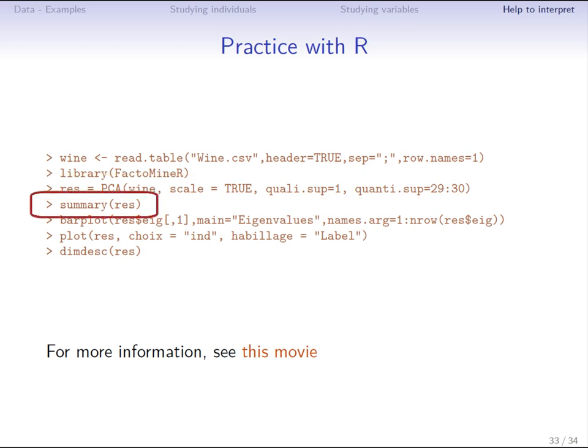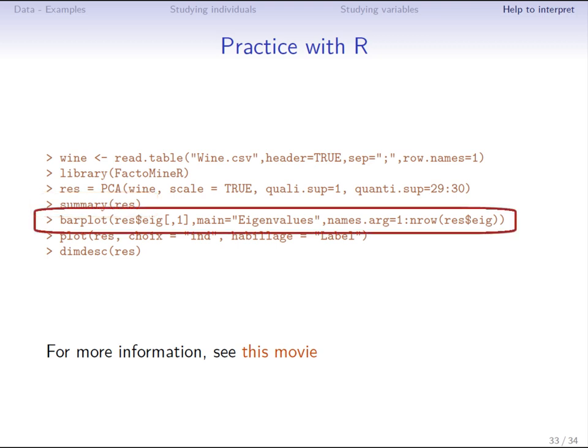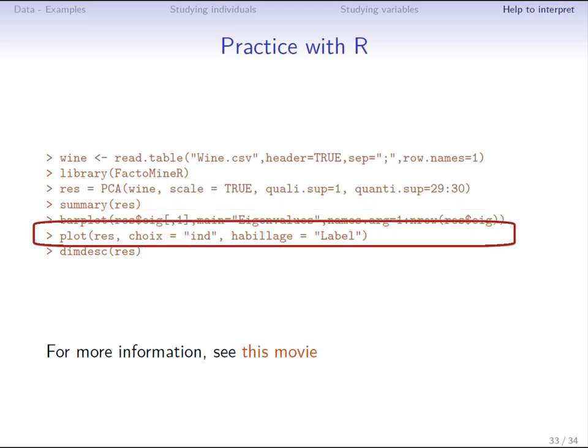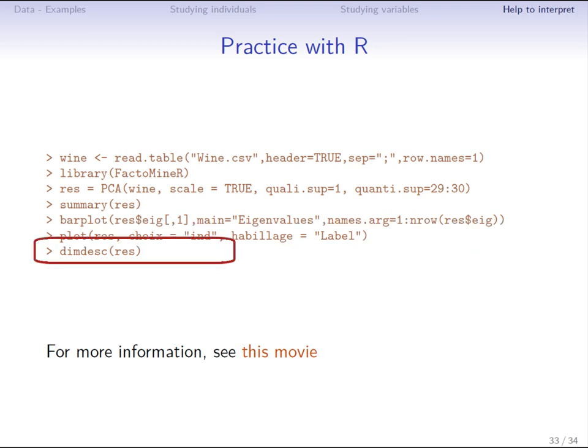Then we use the summary of PCA function to see the outputs. We then draw the bar chart to decide the number of components we will interpret. The next line of code is useful to draw the individuals according to their label. And the last line of code gives the automatic description of the dimensions. You can see the following movie to have more information on the use of the PCA function.